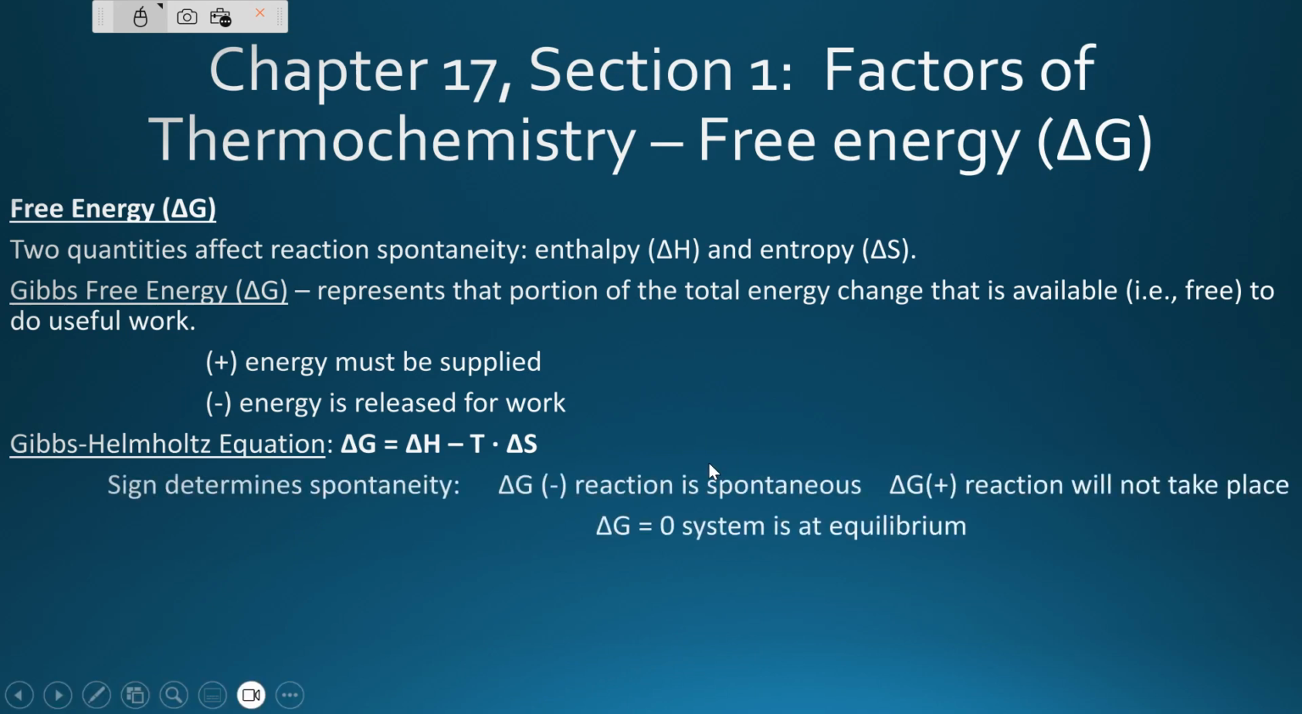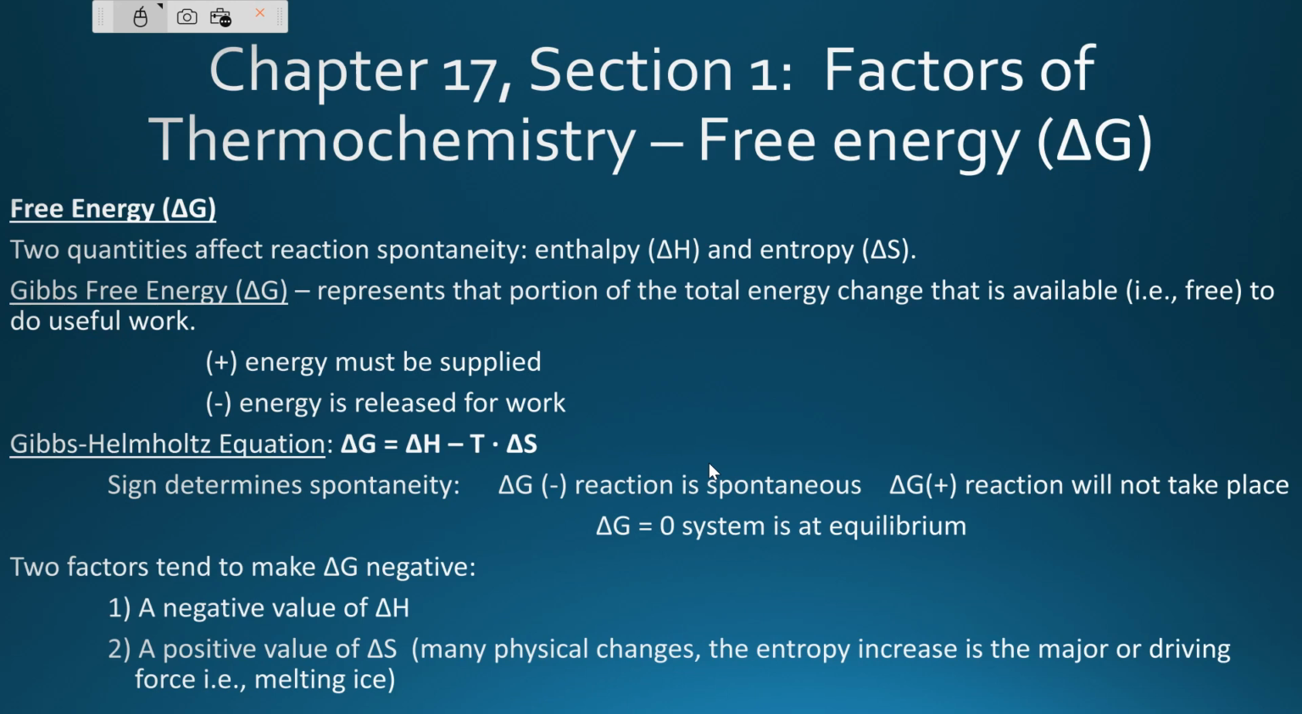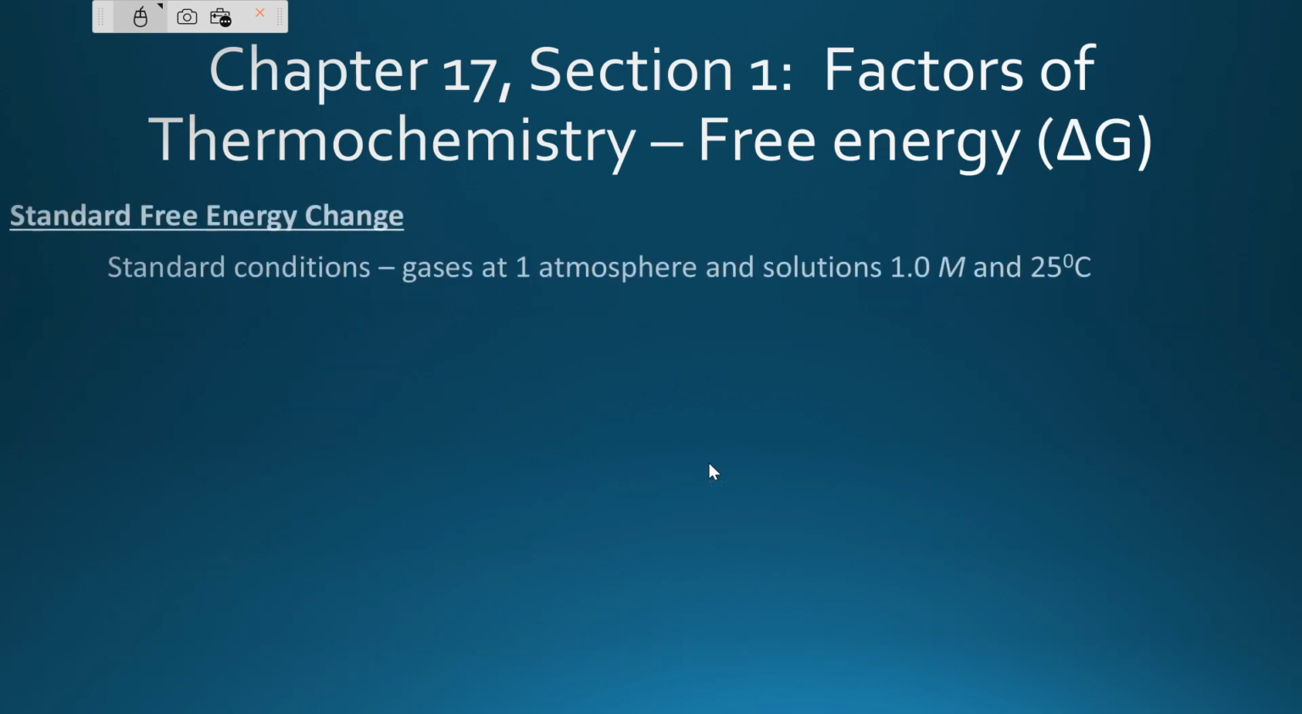To this point, the sign will determine the spontaneity. Again, if it's negative, it is spontaneous. If it's positive, then it's not going to take place. It is conceivable to have a Gibbs free energy of 0. That means that the system is at equilibrium. There are a couple of factors that tend to make a negative delta G: a negative delta H or a positive delta S. For physical changes, entropy is the major driving force.